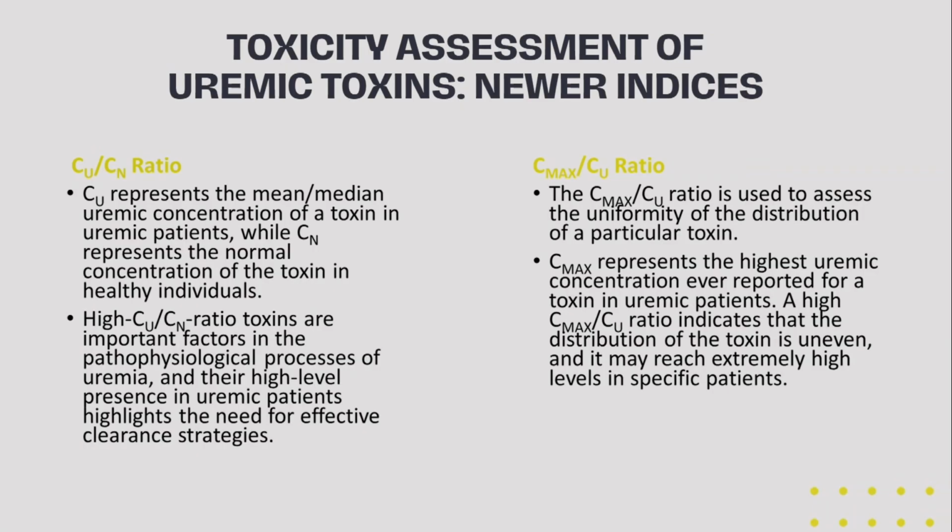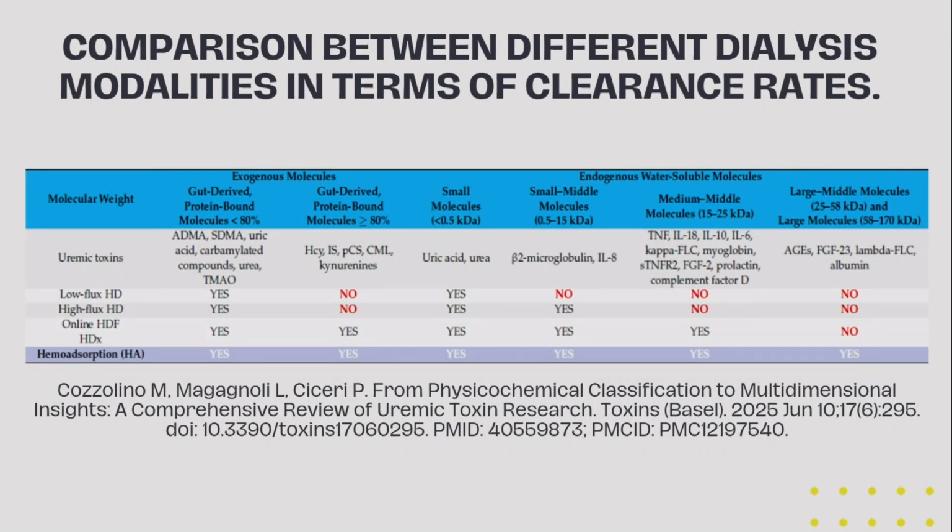N is normal. Okay, and you have to see the Cmax and Cu also, whether the distribution of the toxin is even or uneven. If the distribution of the toxin is even, most likely the convective modalities and the diffusive modalities will be better. If it is uneven, probably you have to supplement these modalities with hemadsorption techniques. So now we come to this.